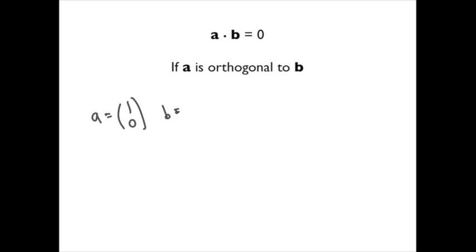For example, if A is 1, 0 and B is 0, 1, they're clearly orthogonal, and as you take their dot product, you have 1 times 0 plus 0 times 1, which is 0.